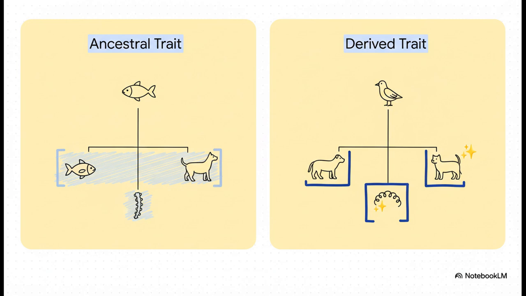You have ancestral traits, like having a backbone. That's shared by a huge group. Fish, amphibians, birds, us. It's old evidence. It's useful, but not for the fine details. But then you have a derived trait, something new, like hair on mammals. That's the smoking gun. These shared derived traits are the key clues that link specific groups together and tell us, for sure, who's most closely related to whom.